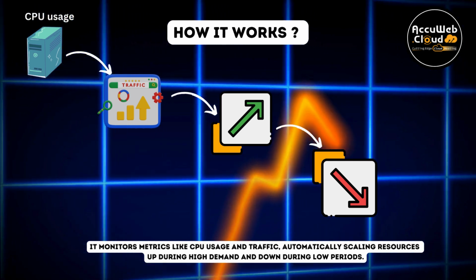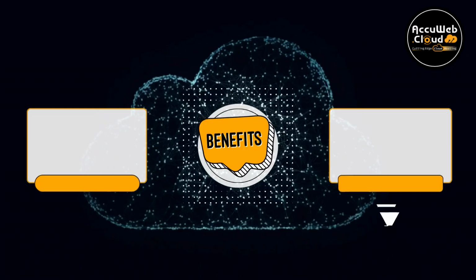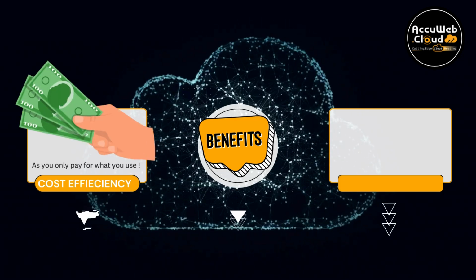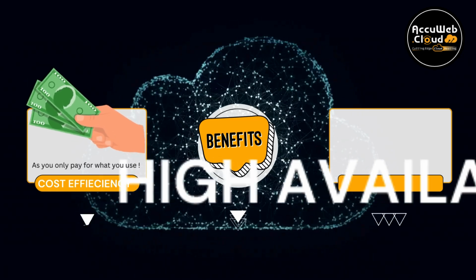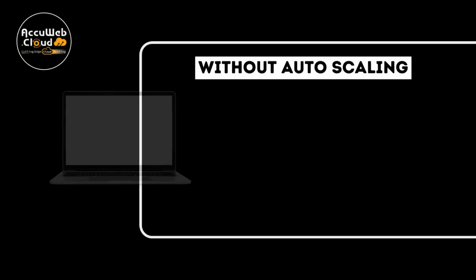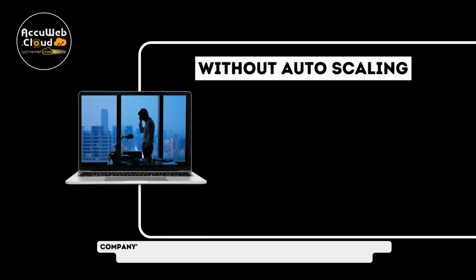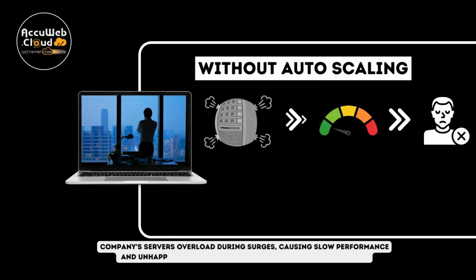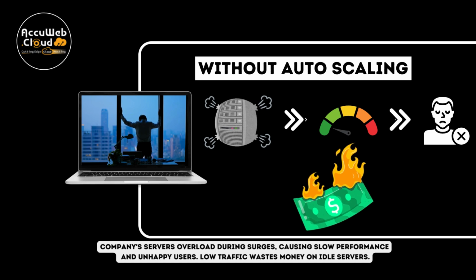during low periods. Let's talk about benefits. This leads to cost efficiency, as you only pay for what you use, and high availability, ensuring your app stays responsive. Without auto-scaling, companies' servers overload during surges, causing slow performance and unhappy users. Low traffic wastes money on idle servers.